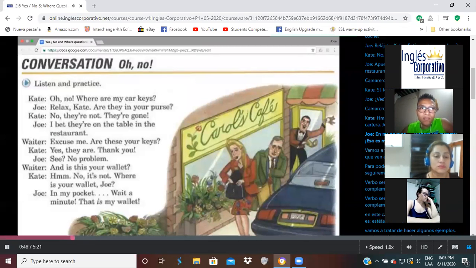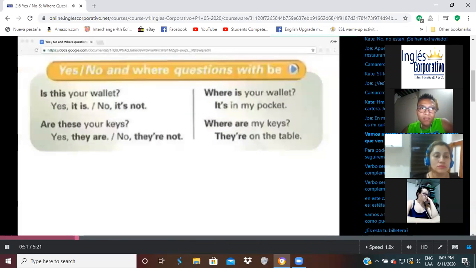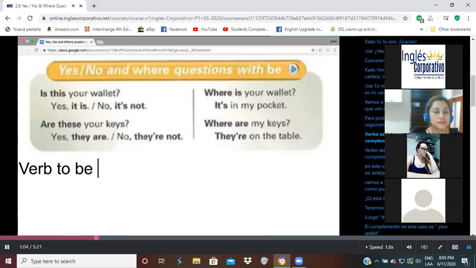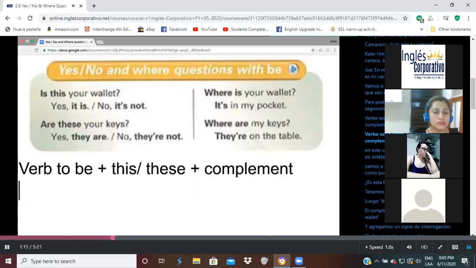Let's try to make sense of the chart that you see on the screen. In order to form yes or no questions, we're going to follow the next formula. Verb to be plus this or in this case could be these, plus some kind of complement. So verb to be plus subject plus complement. In this case, we want to say that the subject is this or these.